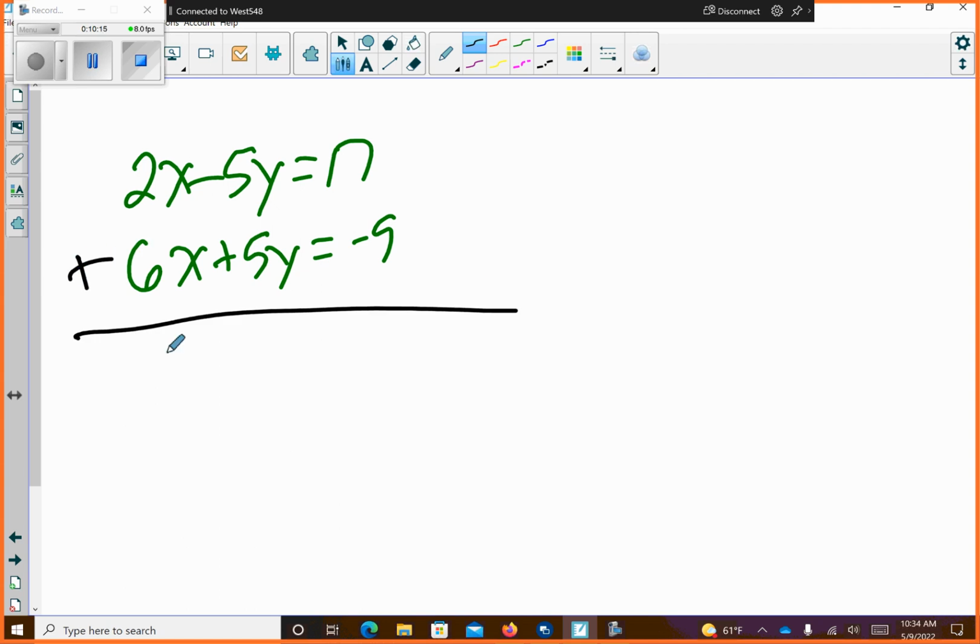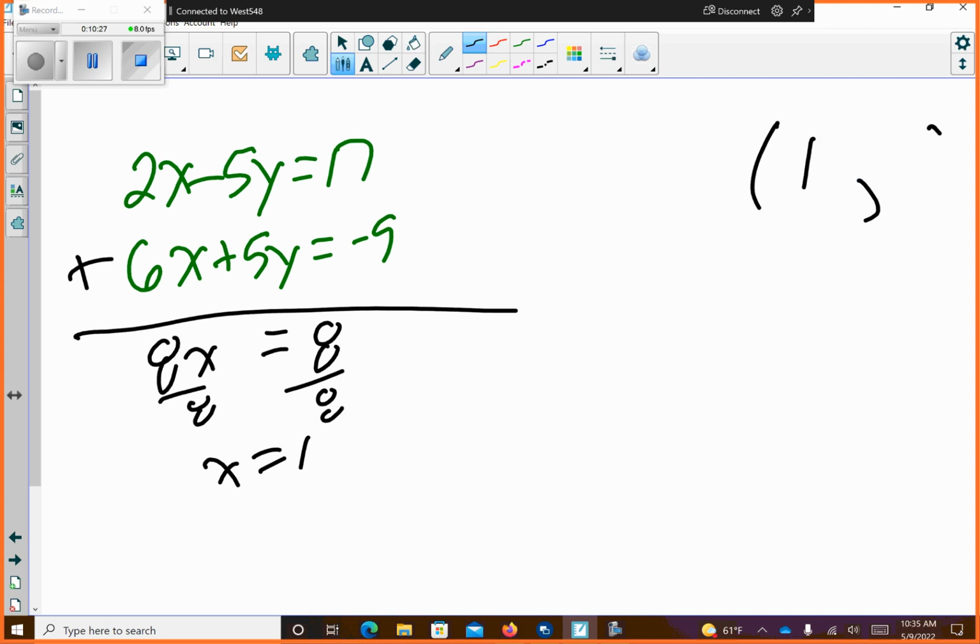Yeah, the negative 5y is gone. So I get 8x, negative 5y, positive 5y. They go bye-bye. 17 minus 9 is 8. Divide each side by 8. So x equals 1. Remember, trying to find an ordered pair, x and y.